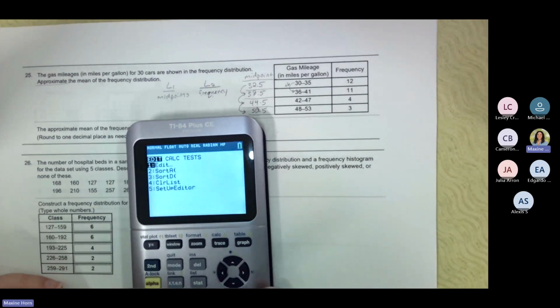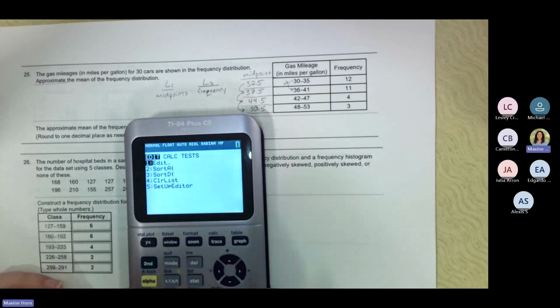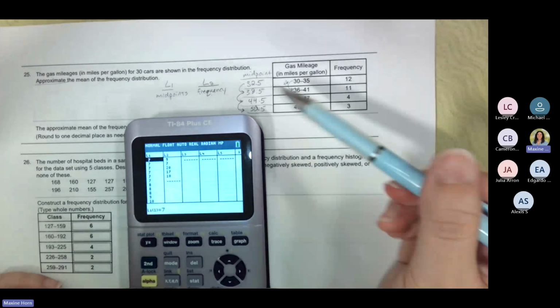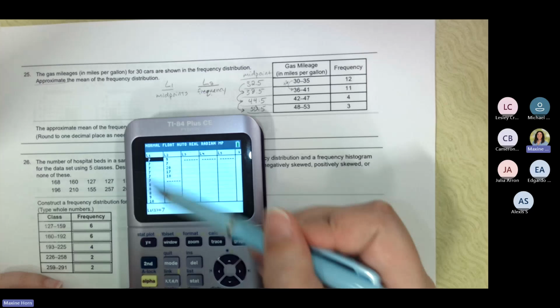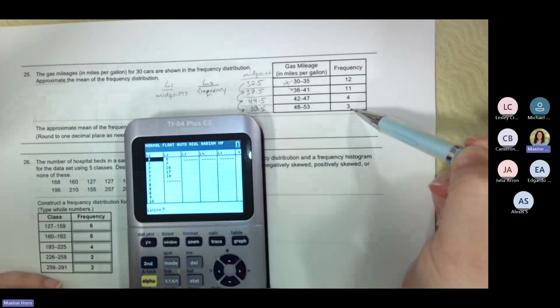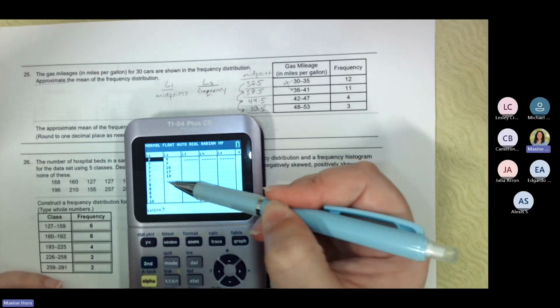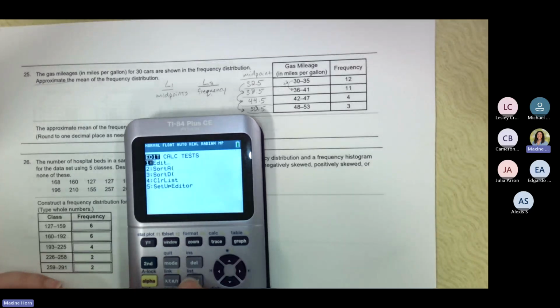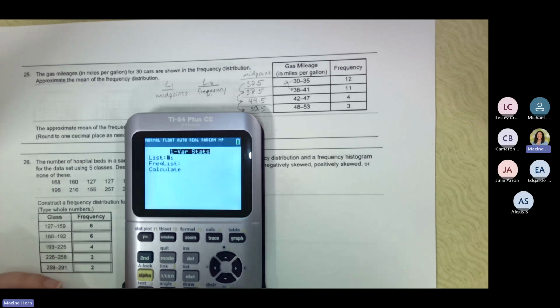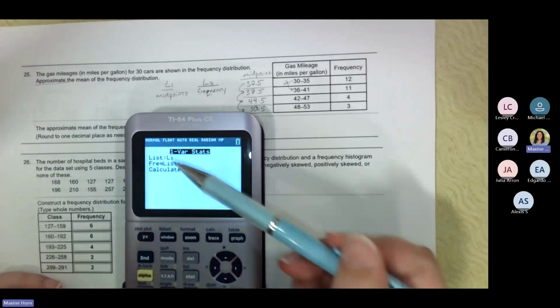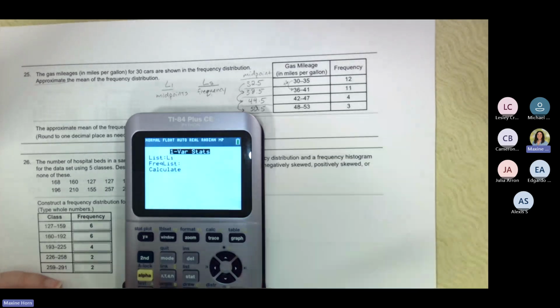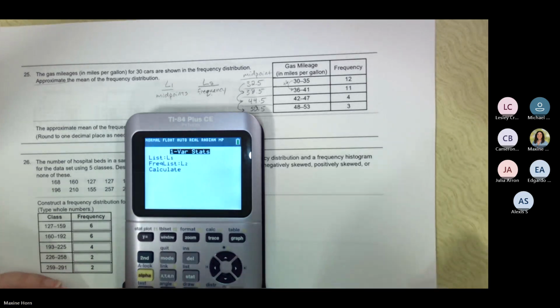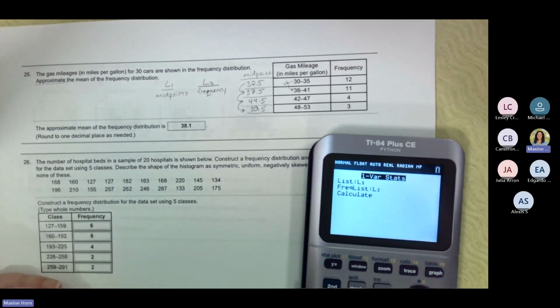I'm not actually going to plug it in just for the purposes of time, but we would go stat, we would go edit, we would plug in the midpoints into list 1, we would plug in the frequencies into list 2, then we would go stat, arrow over to calc, 1-Var Stats, and we would have to tell it, yes, please take a look at my frequency, which is in list 2. And then we would have it calculate. I'm not going to actually have it calculate because I haven't actually plugged these in. But that's what we would do.